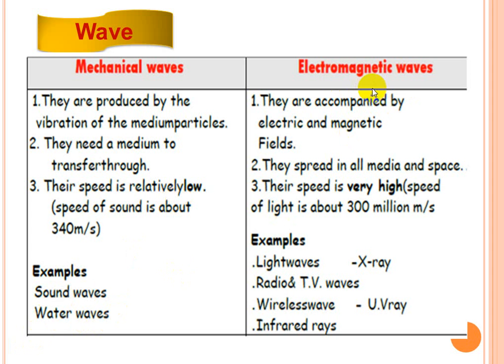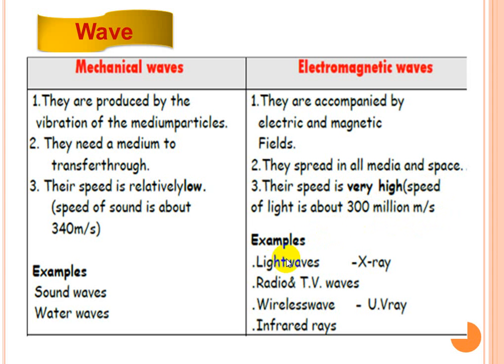Electromagnetic waves, like light, are accompanied by electric and magnetic fields, and they don't need a medium to transfer through. They spread in all media and in space, where sunlight comes to Earth from outer space. So they transfer through space and in all media. Their speed is very high: 300 million meters per second, or 3 times 10 to the power 8 meters per second.